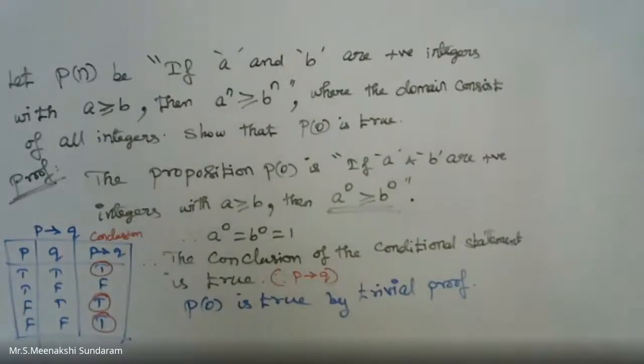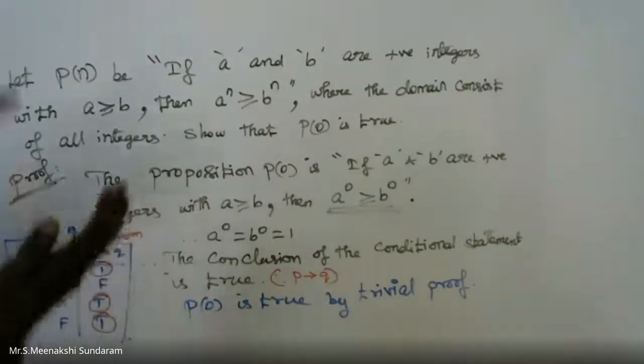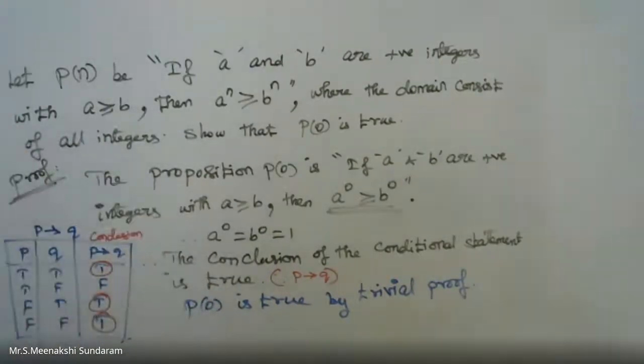That is an example of proof. Sometimes they can ask for 16 marks or 8 marks also. So classify all the proofs by example. You can give one example for vacuous proof, one example for trivial proof, and so on.